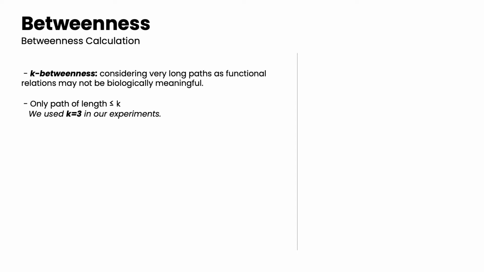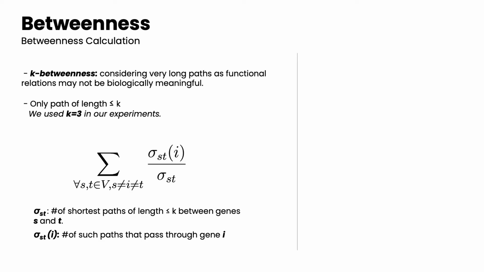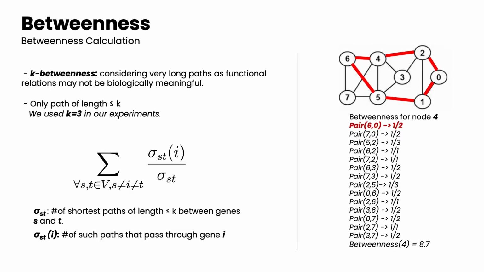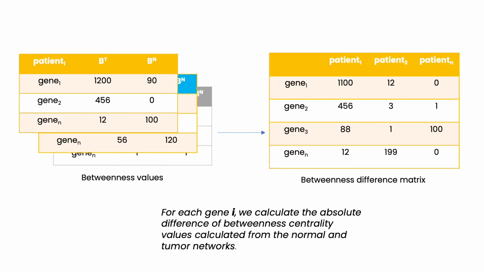The idea of Betweenness centrality is measuring the extent to which a vertex is lying on paths between other vertices. Its standard definition ignores the length of the shortest path. And considering that very long paths as functional relations might not be biologically meaningful, we are using a k-Betweenness version in which we consider only paths of length less than or equal to k. Then after the Betweenness calculation is done, for each gene i, we calculate the absolute difference of Betweenness centrality values calculated from the normal and tumor networks.